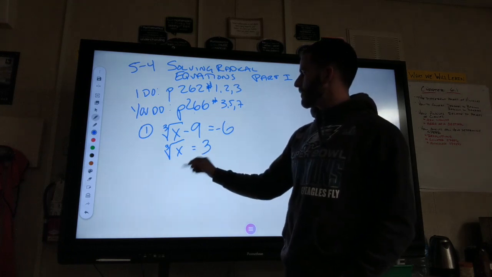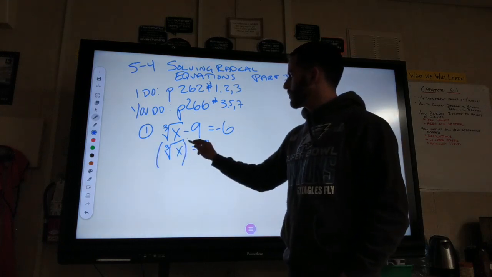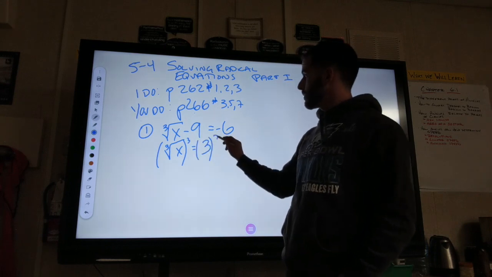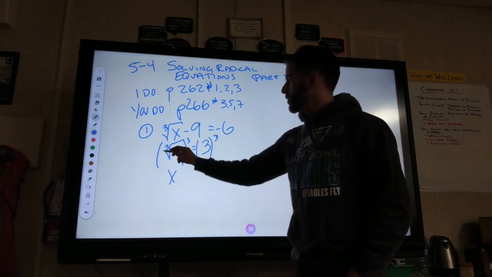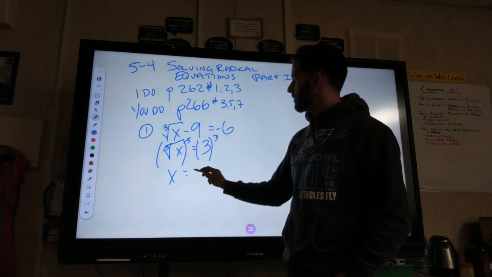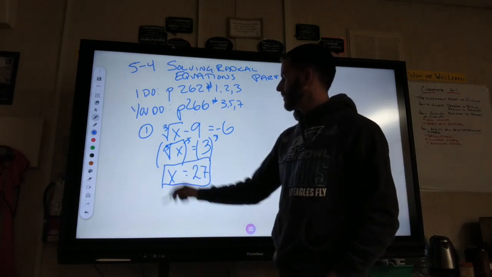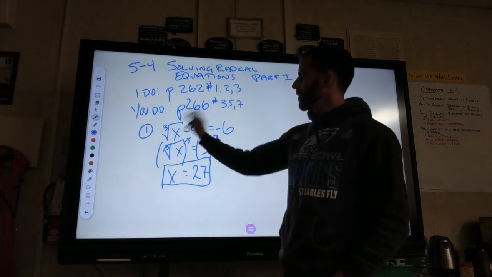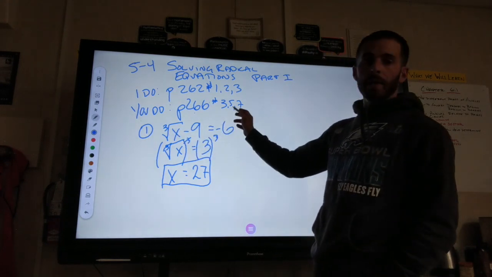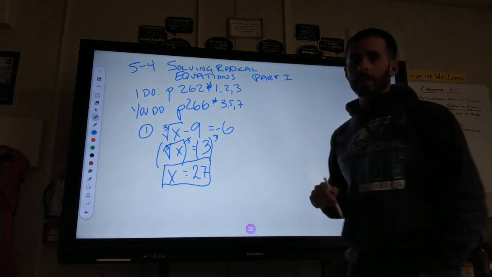And now that the cube root of x is all by itself, I can cube both sides. Cube root and cube cancel out. 3 cubed is 27. That's our answer. When the x is the only thing underneath the radical, we want to try to get that by itself and then do the math that we need to do.